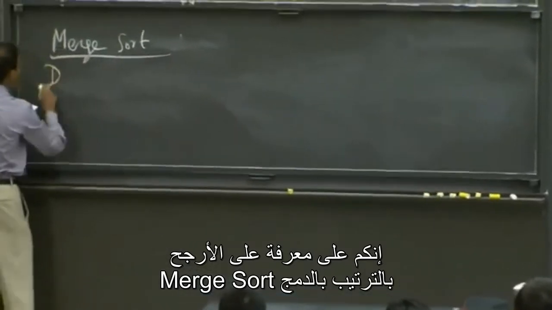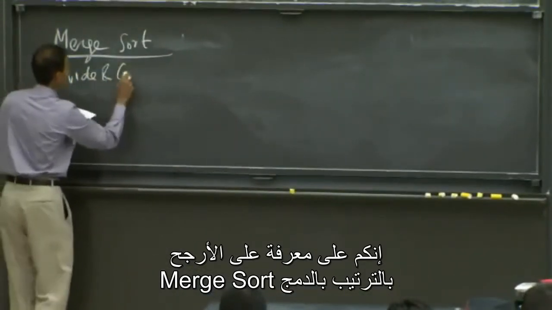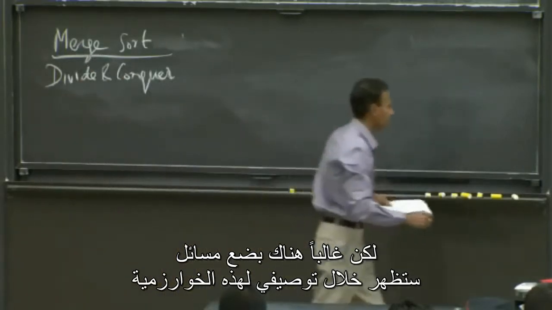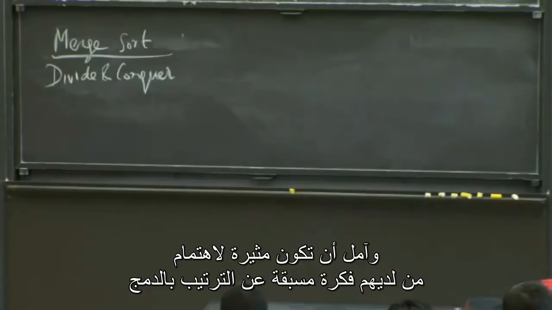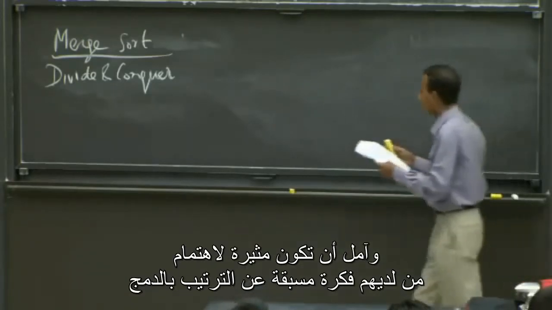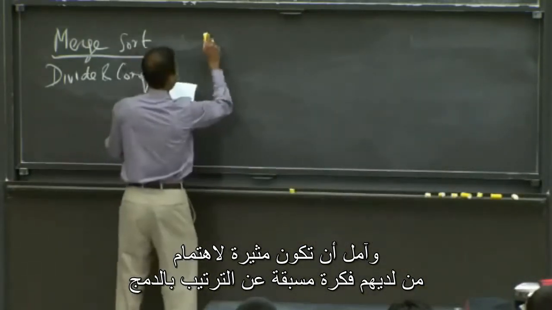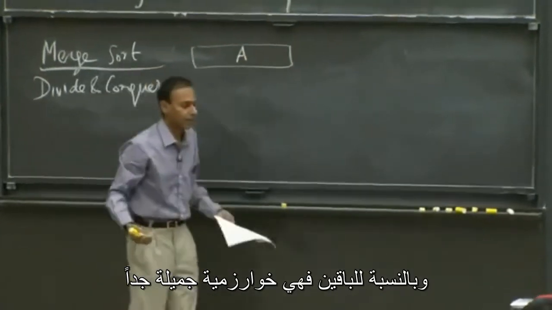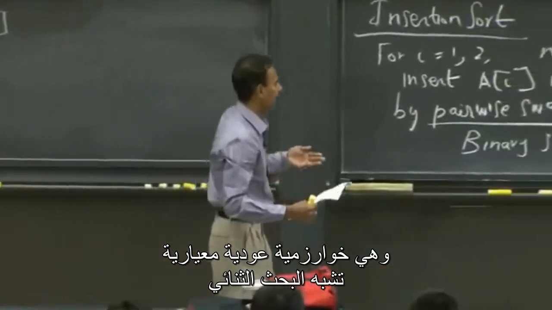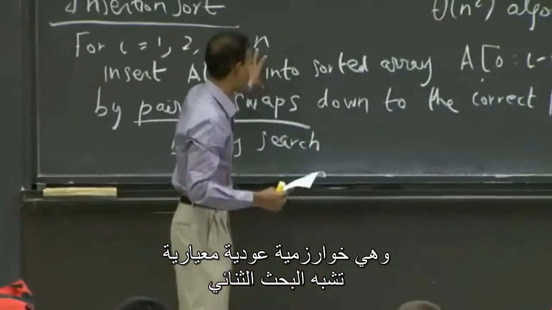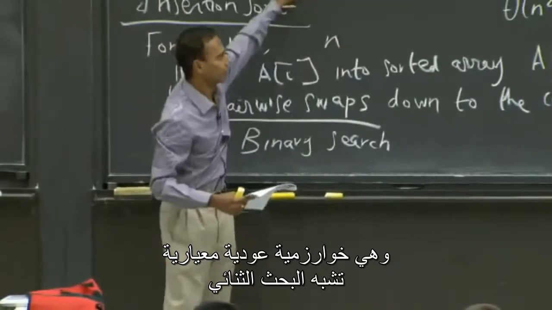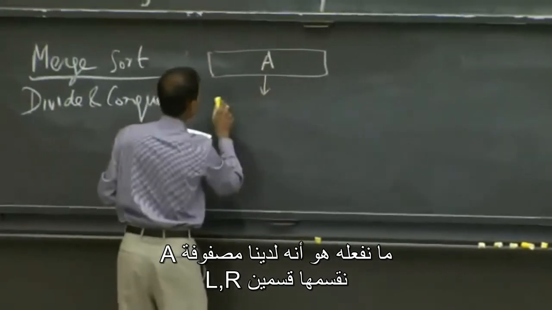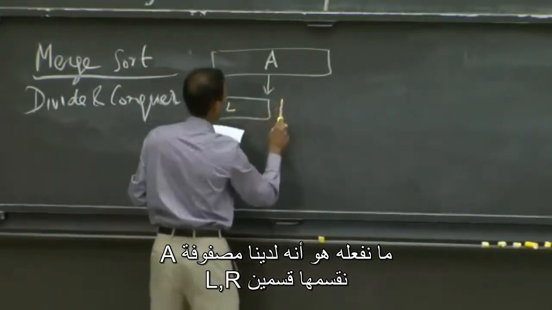So merge sort is also something that you've probably seen, but there'll probably be a couple of subtleties that come out as I describe this algorithm that hopefully will be interesting to those of you who already know merge sort. And those of you who don't, it's a very pretty algorithm. It's a standard recursive algorithm, similar to binary search. What we do here is we have an array A. We split it into two parts, L and R.